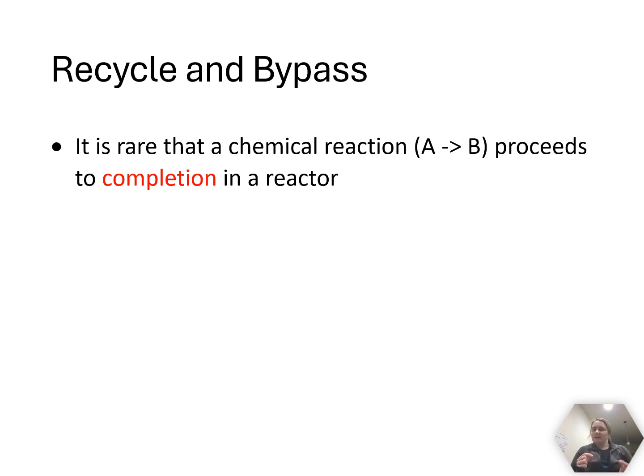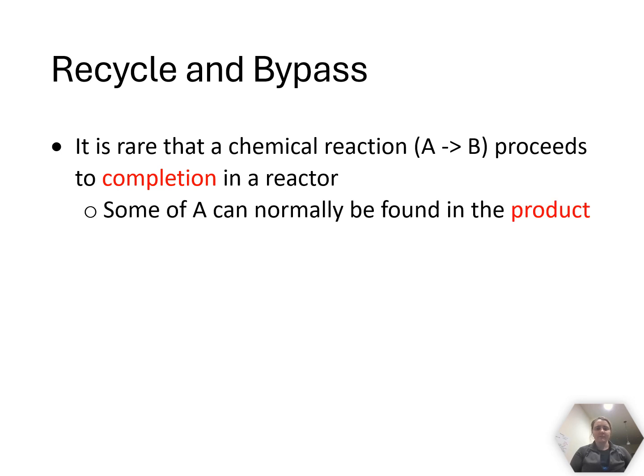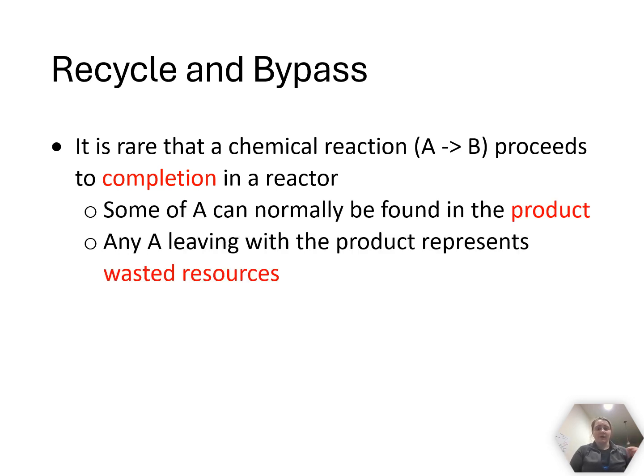So in general, it's rare that the chemical reaction, say A to B, is going to proceed to completion in a reactor. There's going to be things that are produced as byproducts, or we're not going to have 100% pure B coming out of the reactor. So as a result, some of A can normally be found in the product stream, and any A that's leaving in the product normally represents what we would call wasted resources.